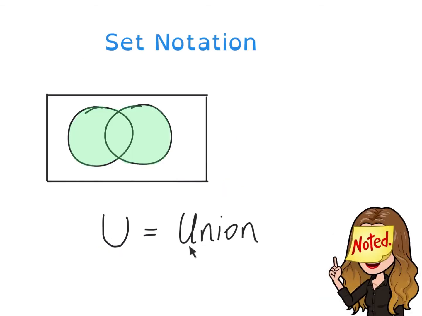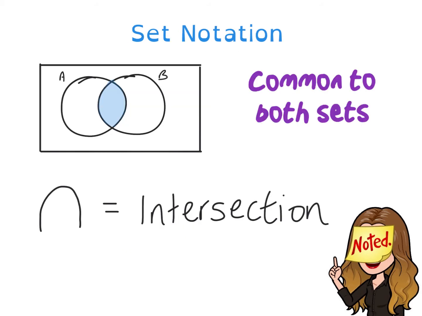Now we have union. And union means everything in A and everything in B. So each of these sets would be labelled A and B. And a union means both. The intersection then is what's common to both sets. So this part in the middle. ∩ means intersection.